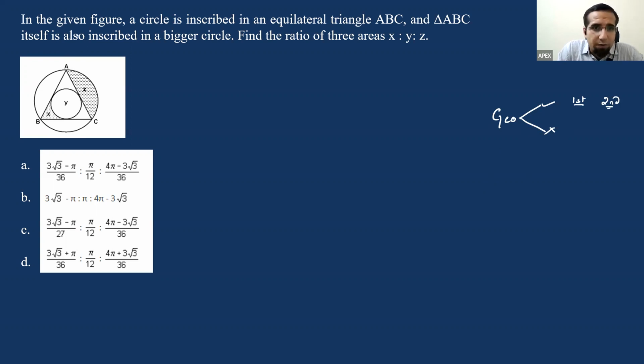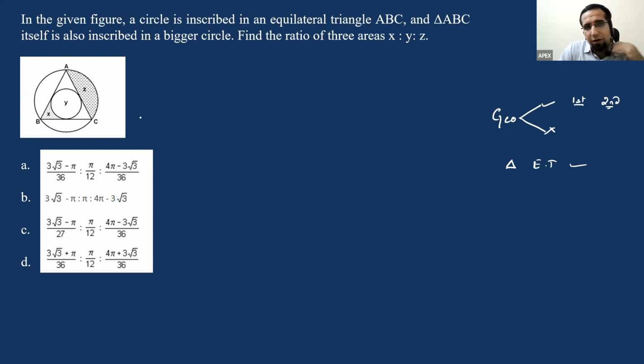Let us see. In the given figure, a circle is inscribed in an equilateral triangle. Equilateral triangle is given, so that's the first checkpoint. In triangles, if I'm given an equilateral triangle, I will definitely attempt. And triangle ABC itself is also inscribed in a bigger circle. Clear? So there's a circumcircle and there's an incircle. What is the ratio of x, y, and z? It's pretty clear, guys.